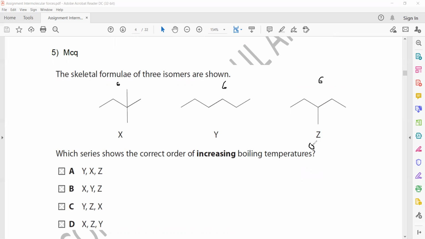This has one branch. This has two branches. And this has no branch. So the highest one is the straight chain, which has a large surface area. Increasing boiling point, this will have the lowest boiling point. This will have a low boiling point because of only one branch, and this will have the highest boiling point. So Y should be the highest and X should be the lowest. So D is the right answer for this question. Is it clear?